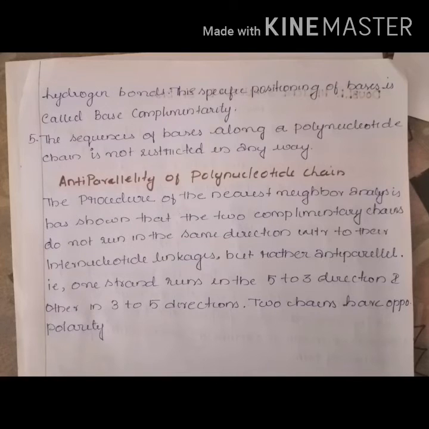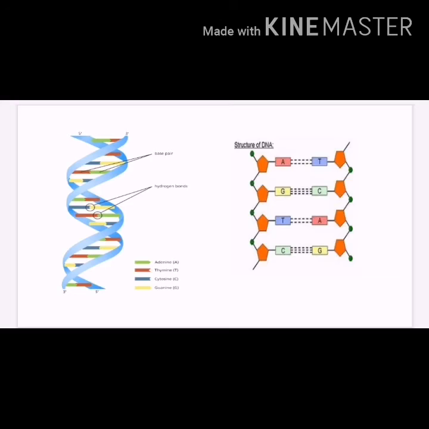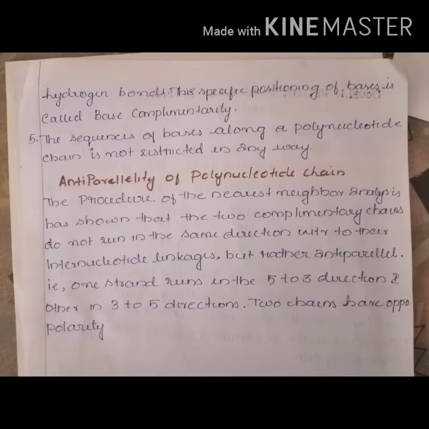The fourth point is, the two chains are held together by hydrogen bonds between the base pairs. Adenine always pairs with thymine by two hydrogen bonds and guanine with cytosine by three hydrogen bonds. This specific positioning of bases is called base complementarity. And the fifth point is, the sequence of bases along a polynucleotide chain is not restricted in any way. The precise sequence of bases carries the genetic information.